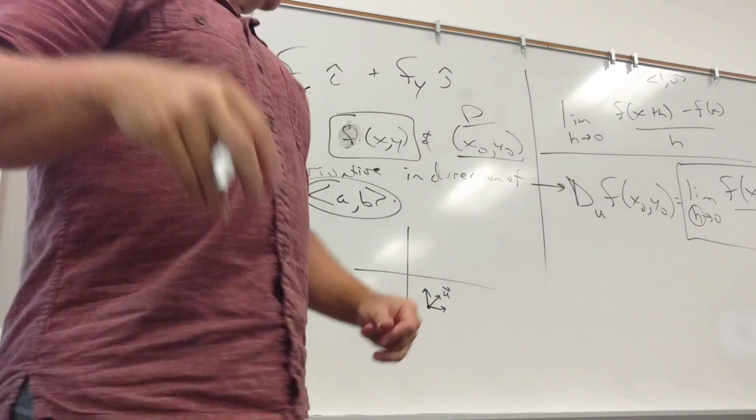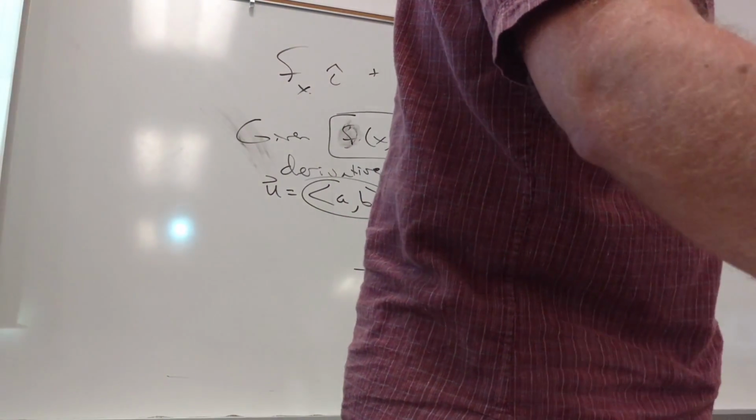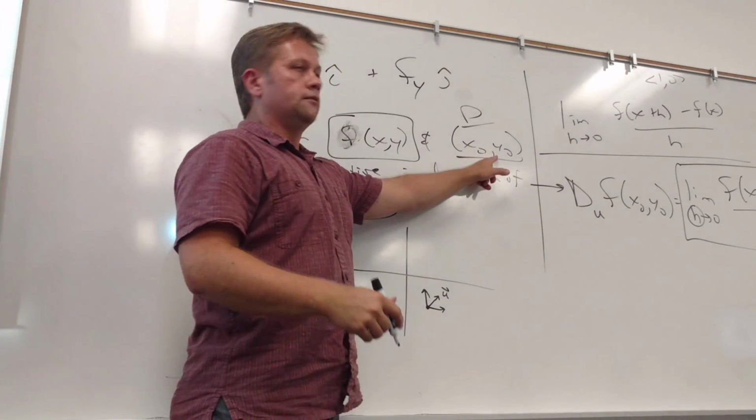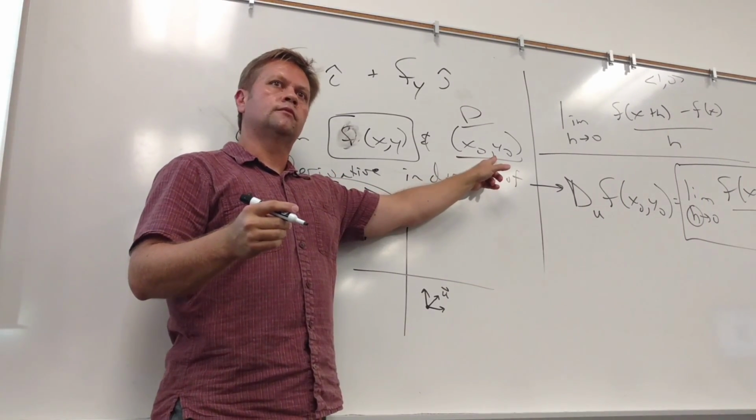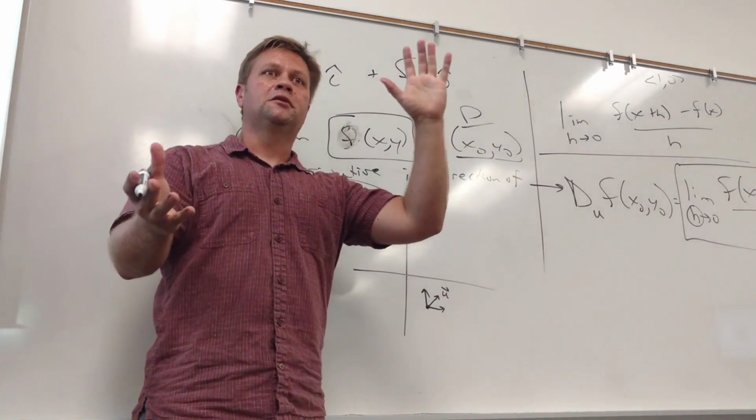Yes? And that x naught, y naught, is it a point? It's an input point. So does it have, like, a z naught? It would. You just don't say.